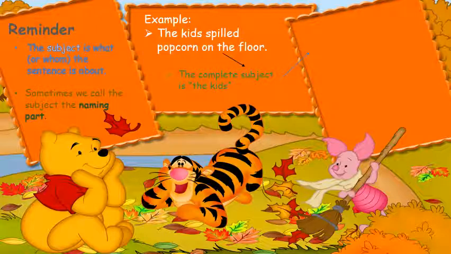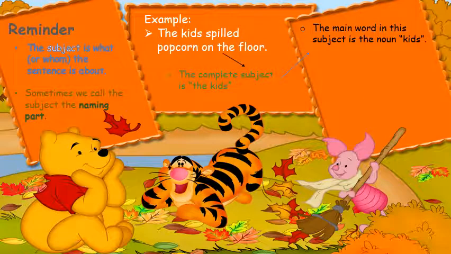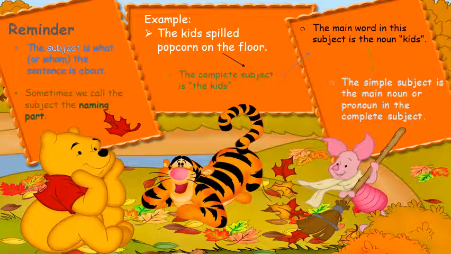But also it's going to remind us of something else. What is it? It's the simple subject. We agree that the main word in the subject is the simple subject. The main word here, which is the main noun, is the kids only. Kids is the noun, so we call it the simple subject. What do we call it? The simple subject. The simple subject is the main noun or pronoun in the complete subject. So the simple subject is a part of the complete subject. I think that this must be clear for you since it's from the last lecture.